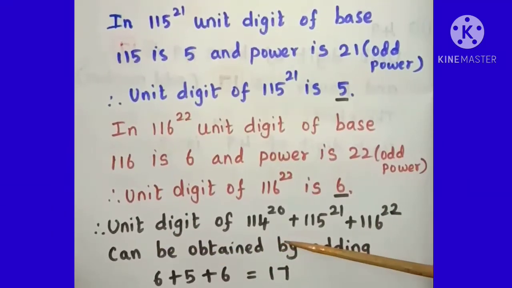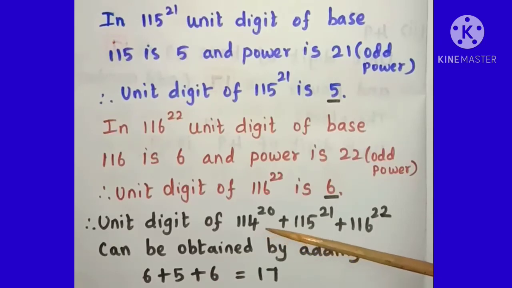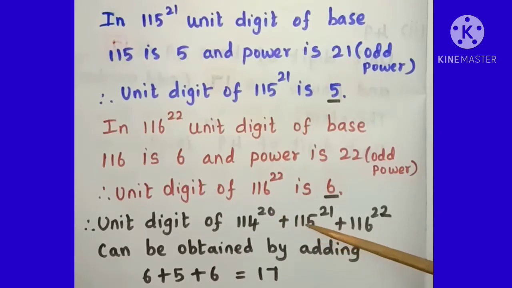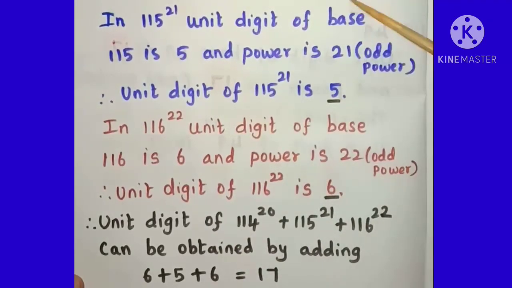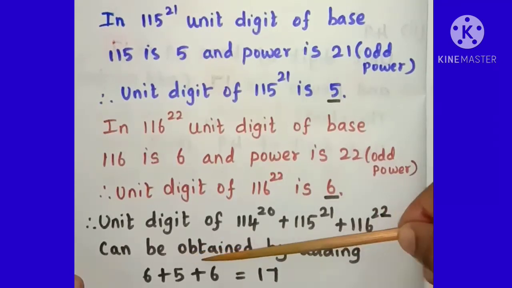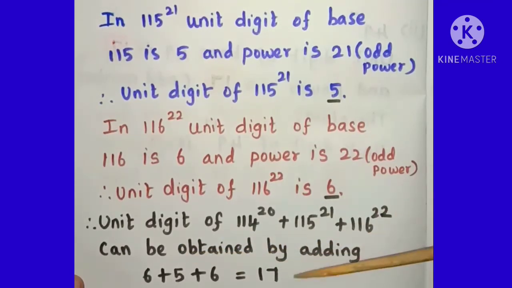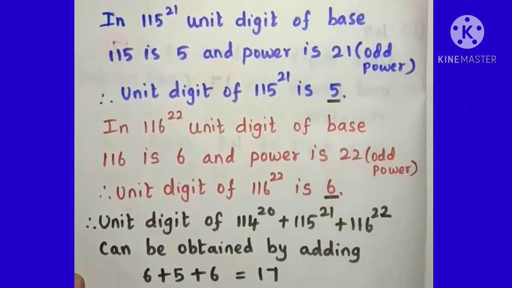Therefore, the unit digit of the sum of the exponential expressions 114 to the power of 20 plus 115 to the power of 21 plus 116 to the power of 22 can be obtained by adding the unit digits of these values, 6, 5 and 6. So 6 plus 5 plus 6 gives 17. So 17 is the unit digit of the numeric expression.